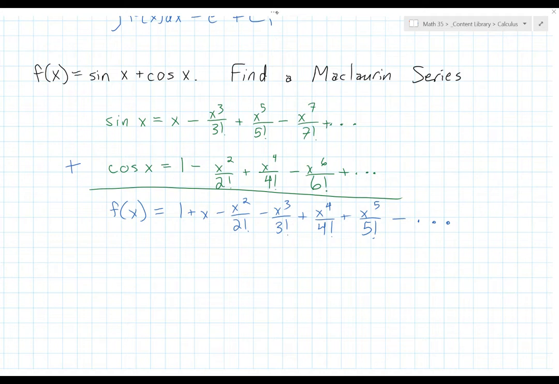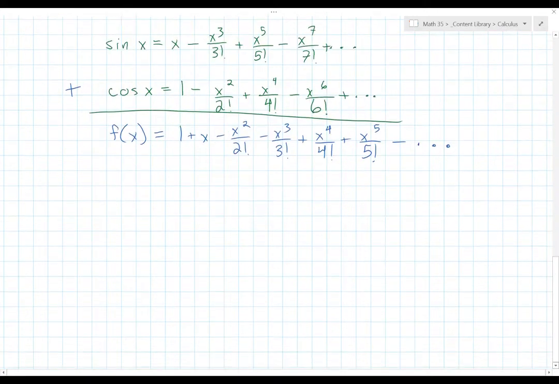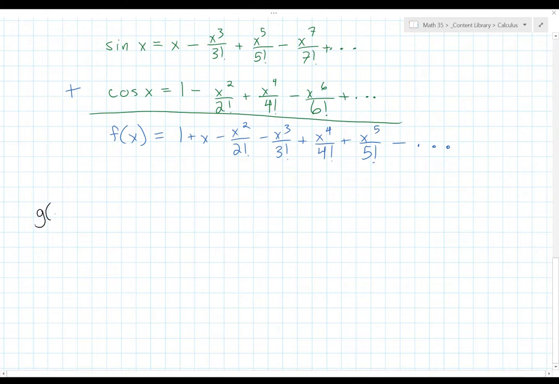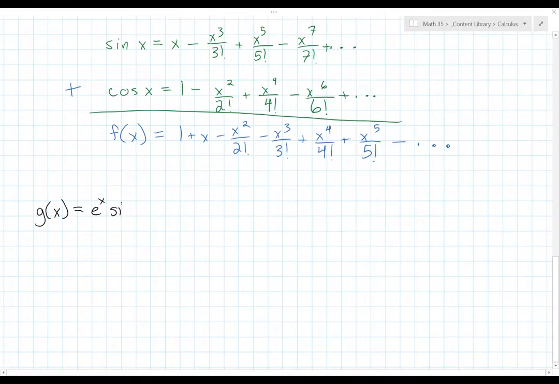Now, that's a little more complicated. So addition, adding 2 Maclaurin series together, totally can do that. It gets a little uglier if what I'm trying to do is multiply. So let's consider a new function, g of x equals e to the power of x sine of x.